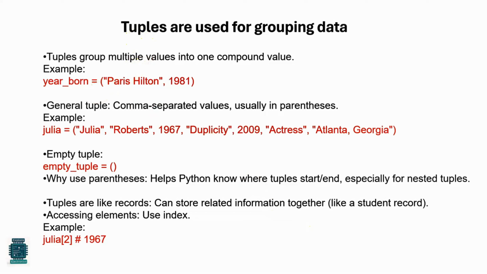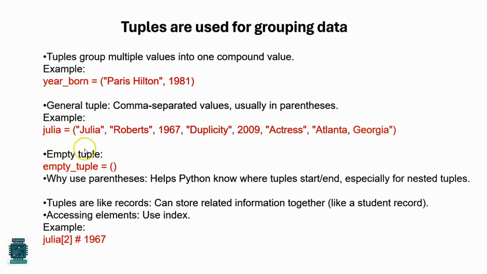Got it? Let us see the general tuple, which is separated by commas. Each value is separated by commas, usually in parentheses. You can see the parentheses here. For example, julia is equal to "Julia", "Roberts", 1967, "Duplicity", 2009, "actress", "Atlanta", "Georgia". These are all the values in julia.